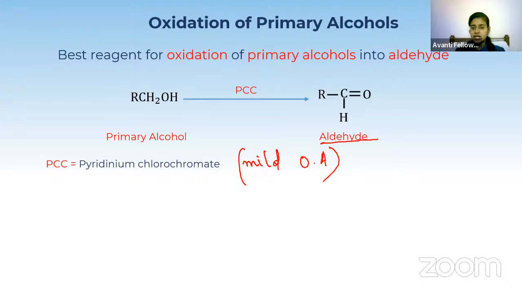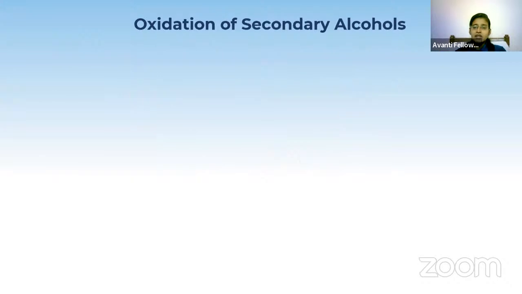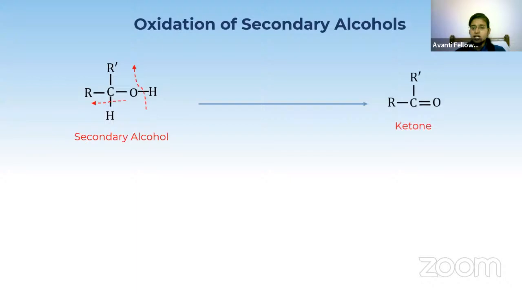First of all, you write PCC under the mild oxidizing agent list. Mild oxidation means the primary alcohol will give aldehyde. It will not get oxidized beyond the aldehyde. Now, what will happen if I oxidize a secondary alcohol? Secondary means CHOH component will be there. And here, OH bond and CH bond will be broken down. And there will be the formation of C double bond O.